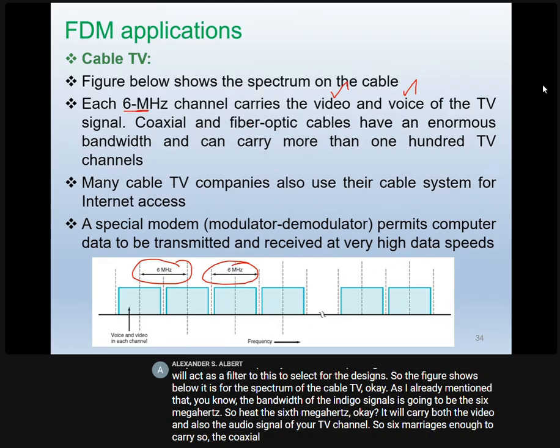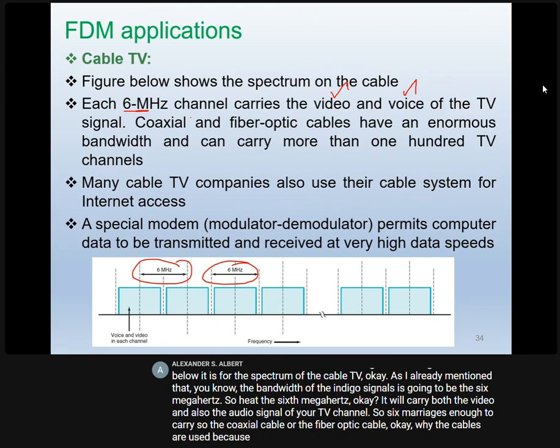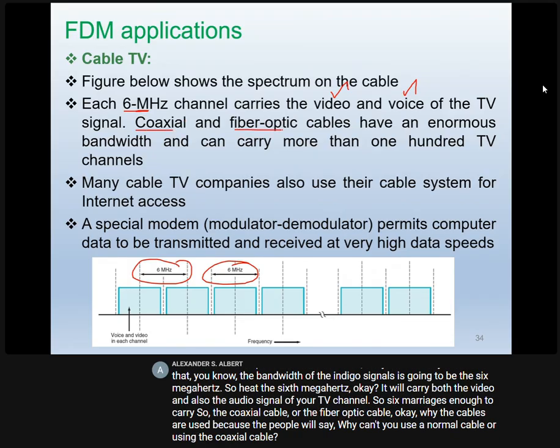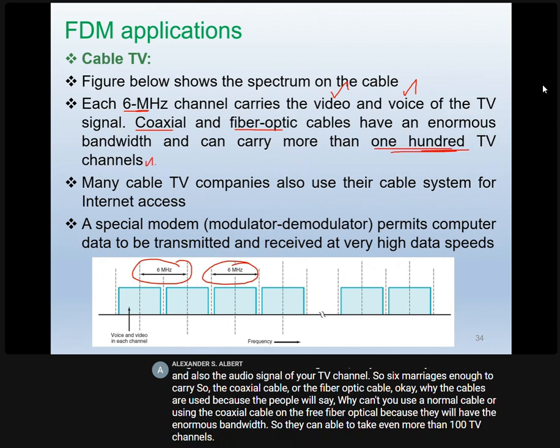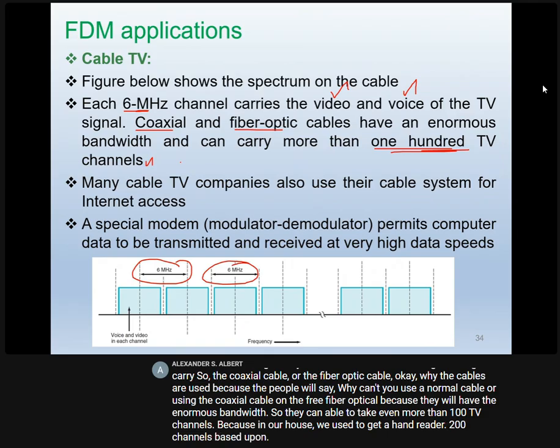So the coaxial cable or the fiber optic cable, why are these cables used? Because people will say, why can't you use a normal cable? Why are you using the coaxial cable and the fiber optic cable? Because they have enormous bandwidth, so they can take even more than 100 TV channels. Because in our house, we used to get 100 or 200 channels. Based upon the number of channels, the size of the cable can vary.